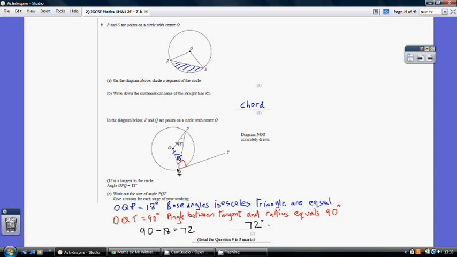Now secondly, because QT is a tangent to the circle, we can say that the angle between a radius and the tangent at a point, so the angle OQT, must be 90 degrees, because that's one of the circle theory rules, that an angle between a tangent and a radius equals 90 degrees. Now given the whole angle is 90 degrees and part of that angle is 18 degrees, the remaining bit, the angle PQT, must be 90 take away 18, which is 72 degrees.